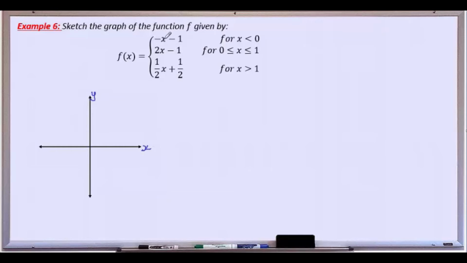And now my first rule is the line of negative x minus 1. So remember, it's got a gradient of negative 1 and it has a y-intercept of negative 1. So I'm going to draw a negative 1 in there. So 0 and negative 1. And I know it's got a gradient of negative 1. So my line is going to look something like that. So that's my first rule. That one's in red. Now let's do a second one.